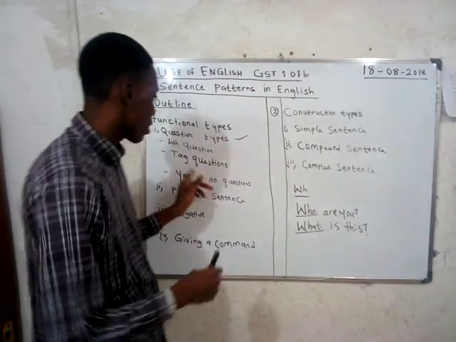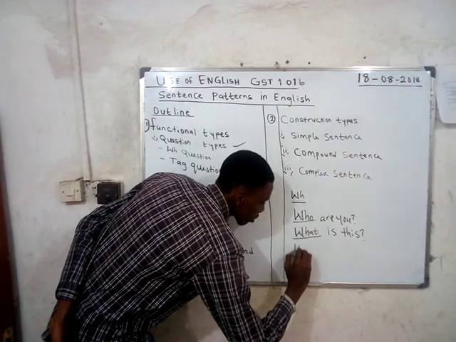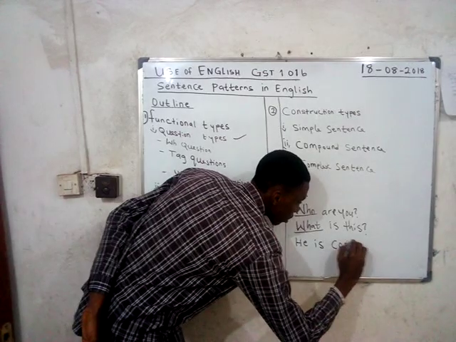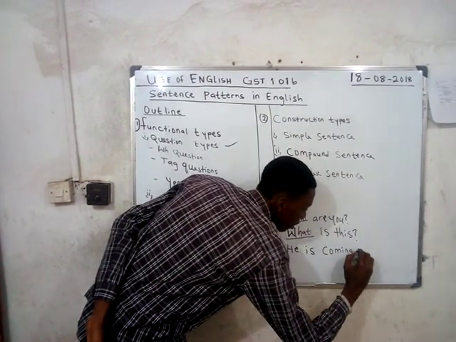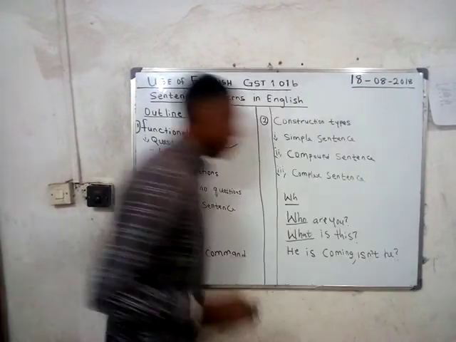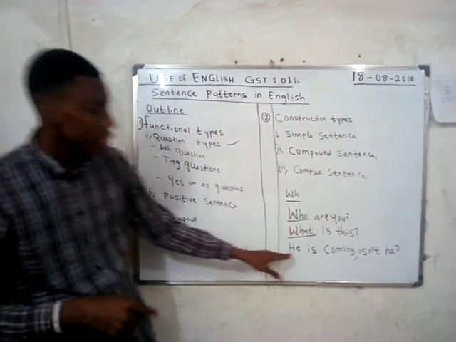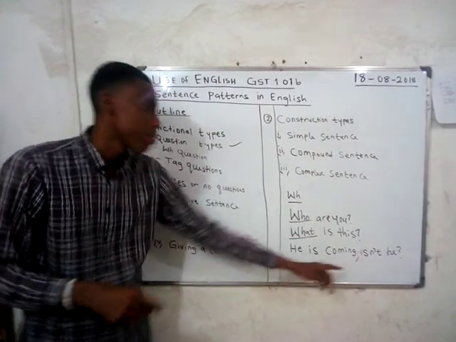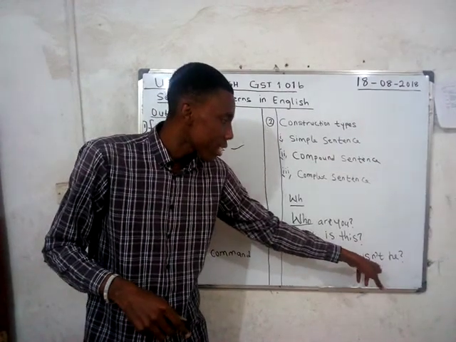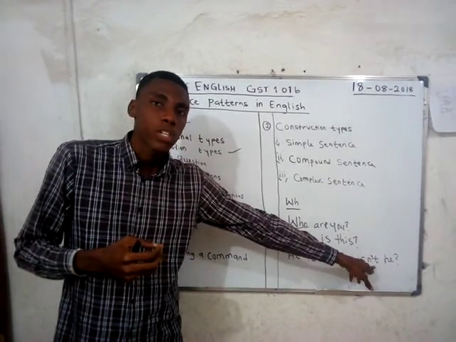An example of a tag question is: he is coming, comma, isn't he? Taking this sentence for example, he said he is coming. Then the tag here is, isn't he? What is the function of the tag? Whenever the statement is positive, then the tag should be negative.